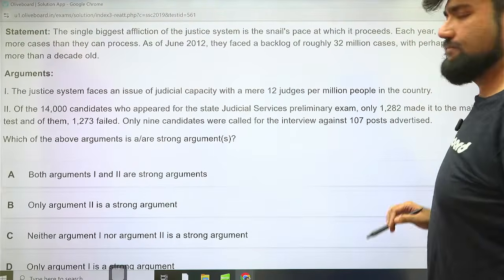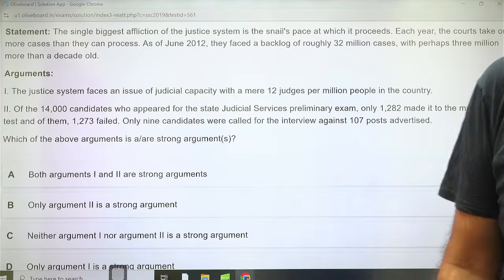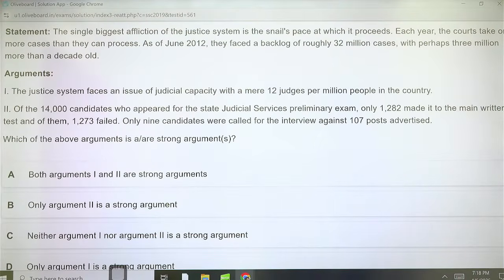Statement arguments. Okay, I just move out of the screen so that it's visible clearly. The single biggest affliction of the justice system is the snail's pace at which it proceeds. Each year, the courts take on more cases than they can process. As of June 2012, they faced a backlog of roughly 32 million cases, with perhaps 3 million more than a decade old. So this is the dilapidated condition of our judiciary, is what is being highlighted in the statement.